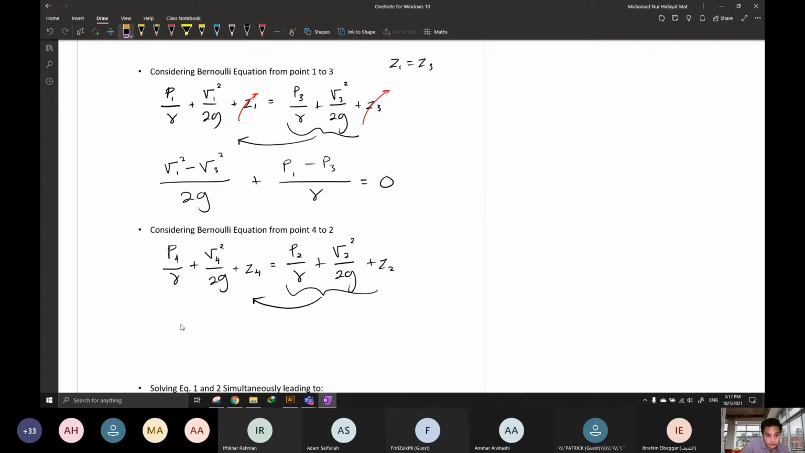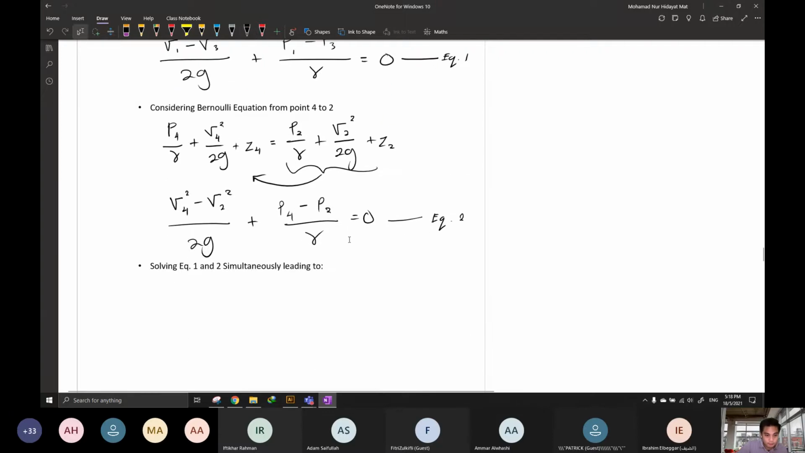Start with velocity first: V4 squared minus V2 squared over 2g plus P4 minus P2 over gamma equal to 0. Let's say this is equation 1, and let's say this is equation 2.